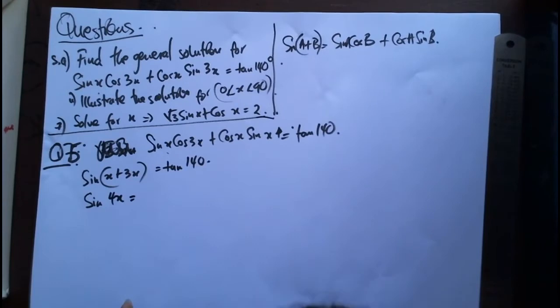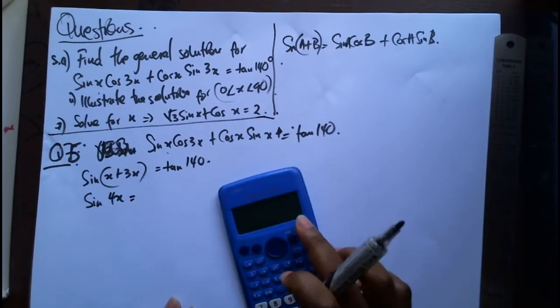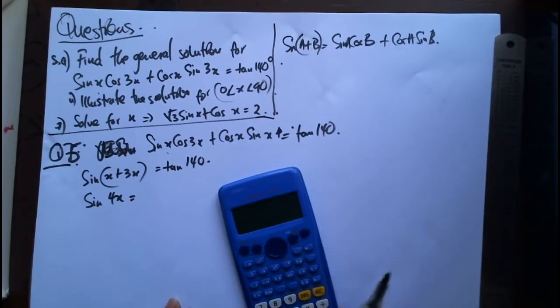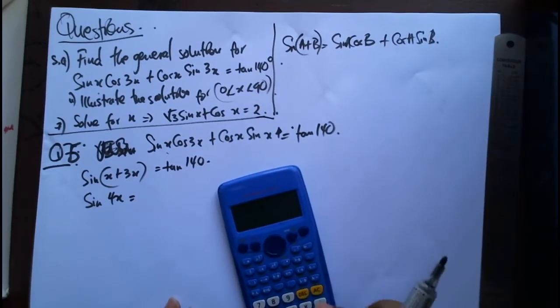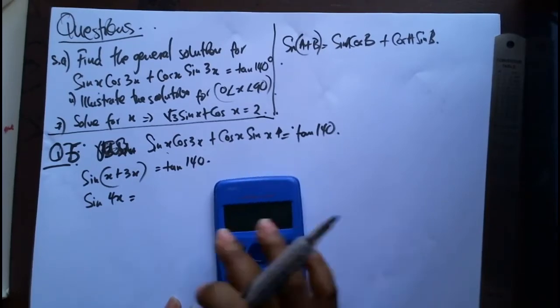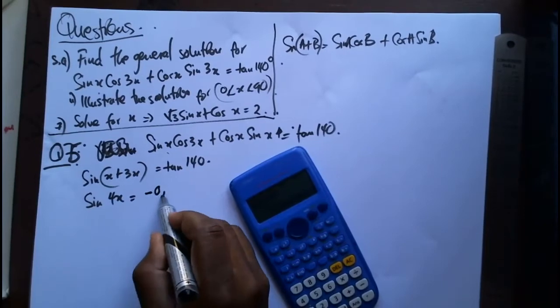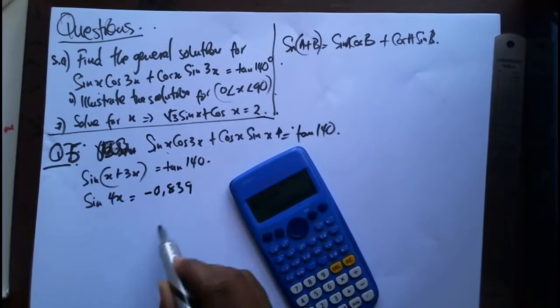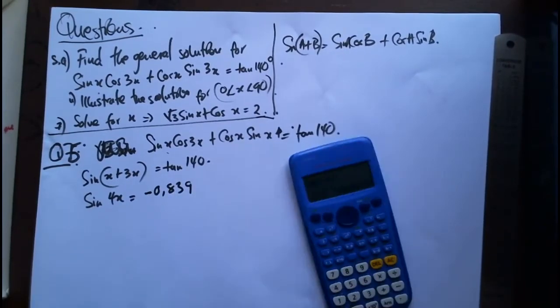But now we must convert tan 140, because we can easily find its value. So tan 140 gives a value which is equal to negative 0.839.